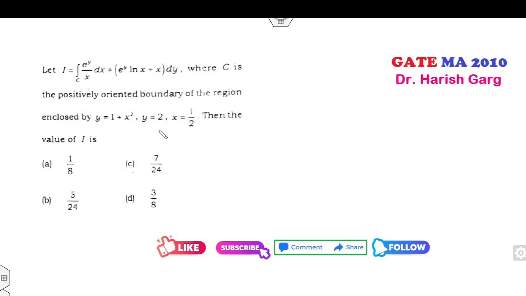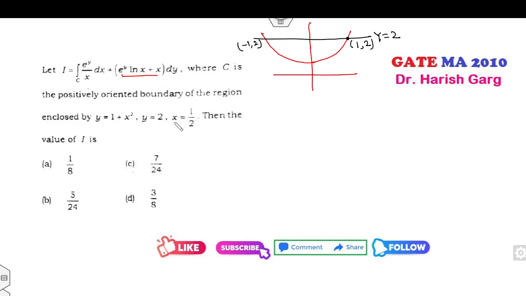Okay, look at this another one. So firstly you have to check. Again you can see this is a continuous region. You can check it. y is equal to 1 plus x square, y is equal to 2. The point is x, y is equal to 2. x will be 1, and this is minus 1 comma 2, and x is equal to half.